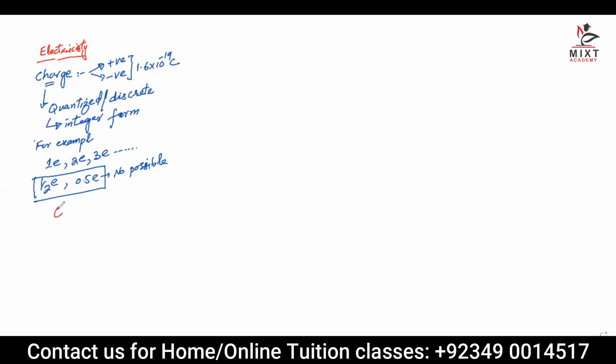So the formula for the charge is Q is equal to NE, where Q is the total charge, E is a single charge value which is given in the formula sheet. Single charge, that is 1.6 into 10 raised to power minus 19. And what is N? N is called number density.